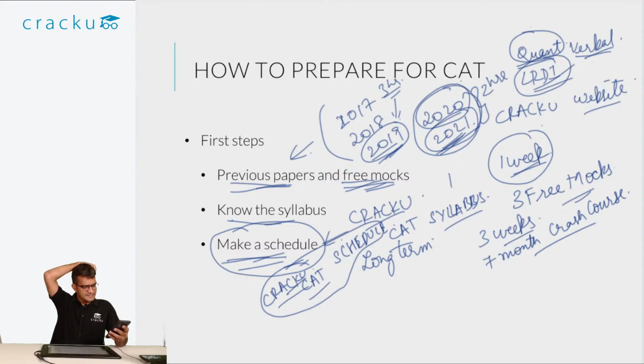Vipul Kumar is saying, hi sir, I am from a rural area of Bihar. No one even knows about CAT, but I want to give CAT. But I am in my second year of Bachelor of Arts.